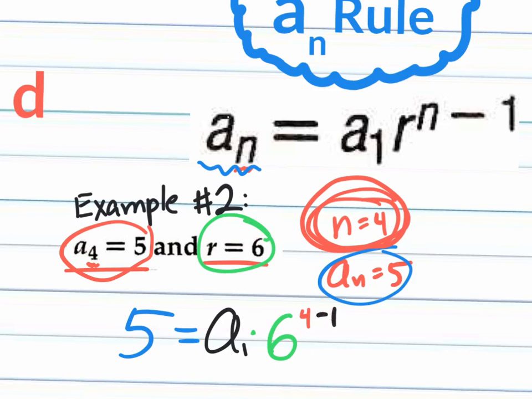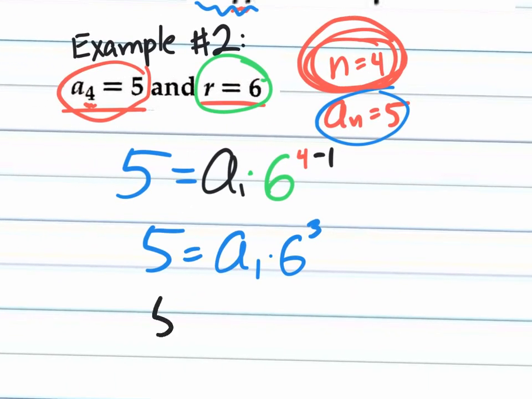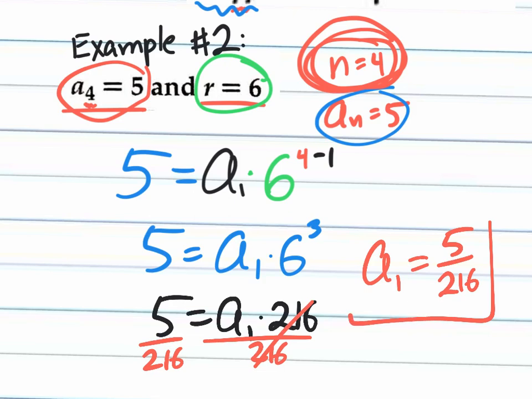That is 3. So what we have so far is 5 equals a sub 1 times 6 to the power of 3. And then 6 to the power of 3 is 216. So let me rewrite what we have so far. 5 equals a sub 1 times 216. And then we are going to get the a sub 1 by itself. So you don't want that multiplication of 216, so we're going to divide by 216. It's going to cancel. And there's our a sub 1 value. A sub 1 equals 5 divided by 216.